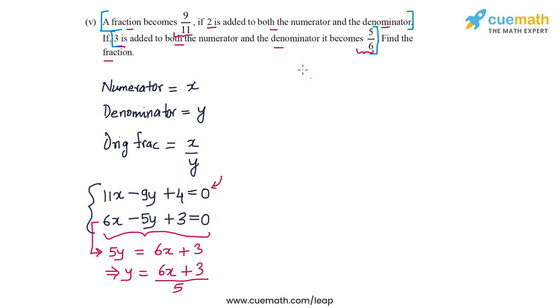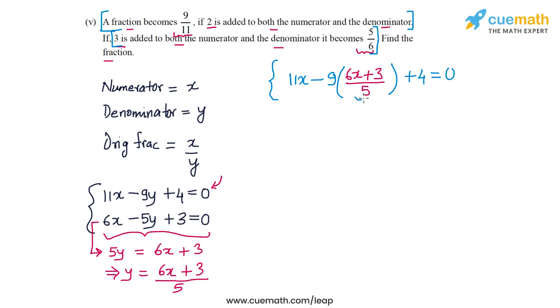So let's see what we get. We have 11x minus 9y, but instead of y, let me write (6x plus 3) by 5. And then we have plus 4 is equal to 0. Now this is an equation in x alone. So let's solve it and find the value of x.